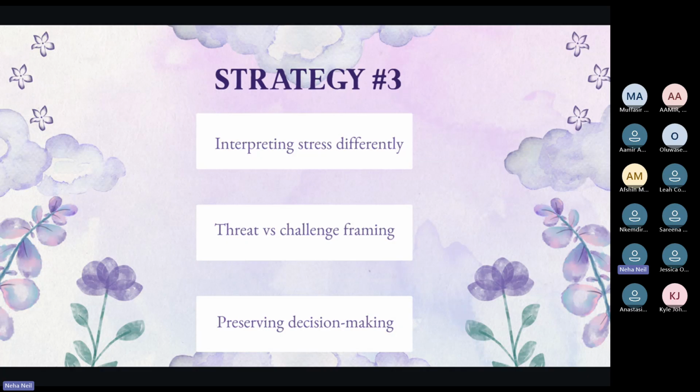For example, interpreting physiological arousal as "my body is preparing to perform" rather than "I'm about to fail" changes how the brain allocates resources. This doesn't remove stress, it changes its impact. Executive function is better preserved, working memory improves, and thinking becomes more flexible. Reappraisal is particularly useful in situations you can't control, like exams or interviews or emergencies.